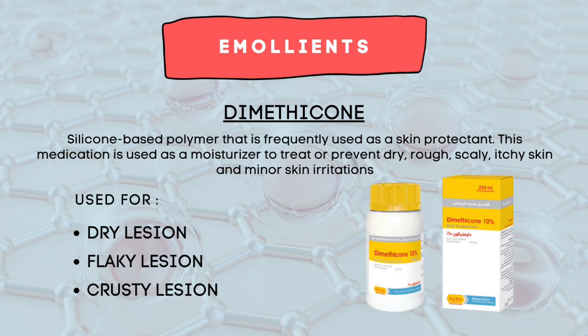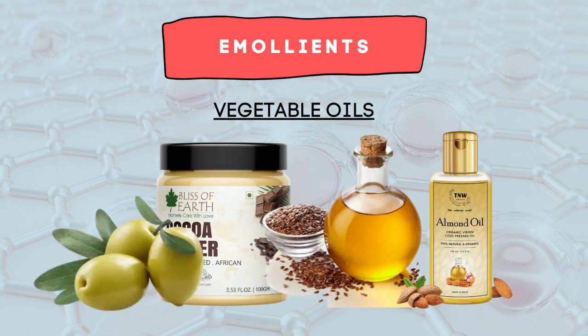One recent example of this emollient is dimethicone. This is a silicone-based polymer that is frequently used as a skin protectant. This medication is used as a moisturizer to treat or prevent dry, rough, scaly, itchy skin and minor skin irritations. Therefore, this is a useful group of compounds for treating dermatologic conditions involving dry, crusty, or flaky lesions of the epidermis.